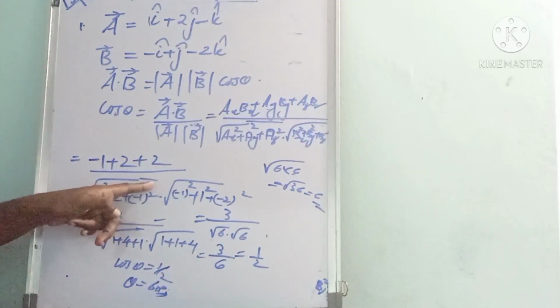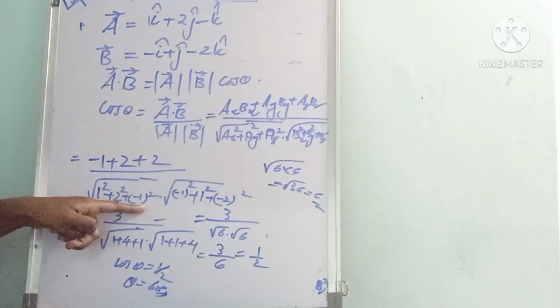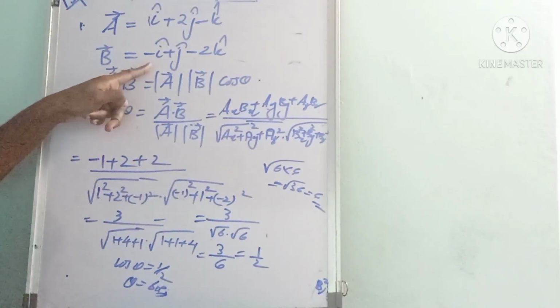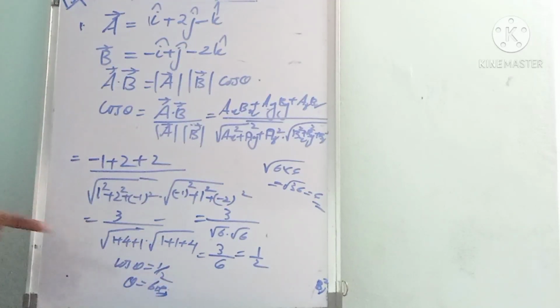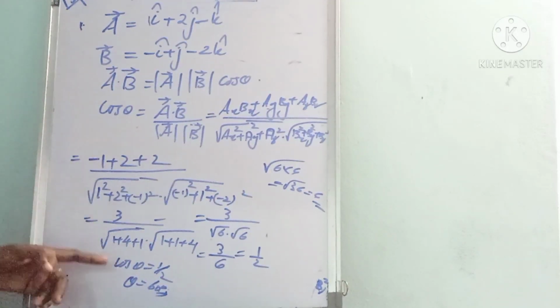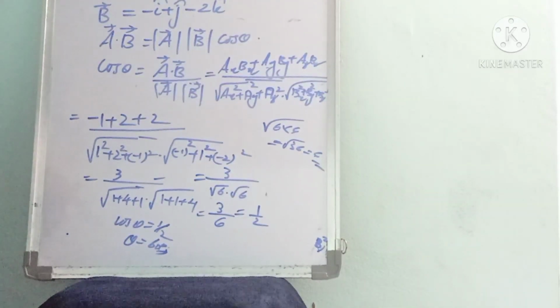Then divided by square root of AX square: 1 square plus 2 square plus minus 1 square. Then here it is minus 1 square plus 1 square plus minus 2 square. And simplifying this, we will get the value of cos theta as 1 by 2. So the value of theta is actually 60 degree.